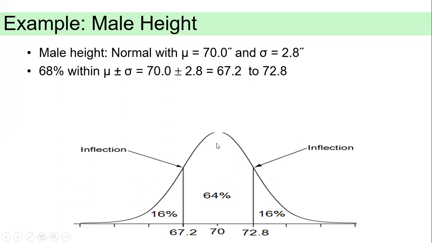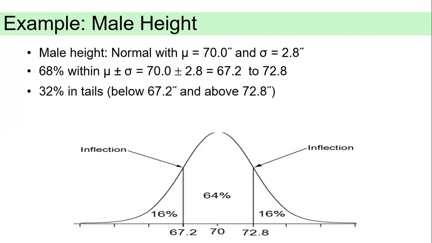68% of the scores should lie within one standard deviation away from the mean. That's why it is expected that 68% of them are within 67.2 and 72.8. So what does this mean then?